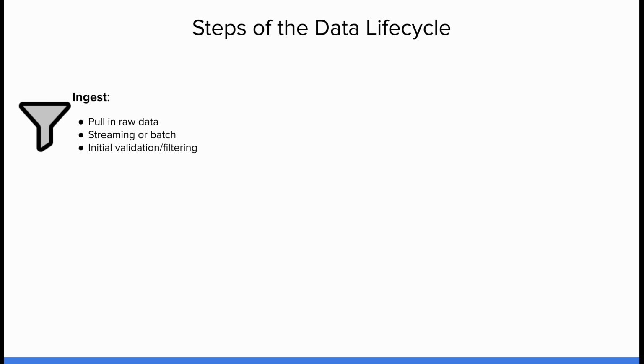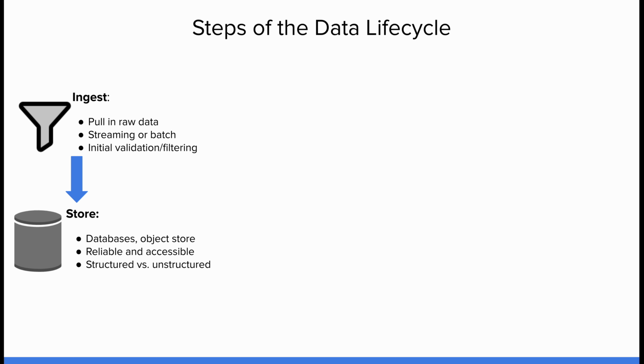Once the data is ingested, it moves on to the storage phase. Here, data is saved in databases or object stores, ensuring it is reliable and accessible for future use. The data may be structured or unstructured depending on its nature, and we'll go over the differences between those later. The key here is to keep the data organized and ready for subsequent processing.